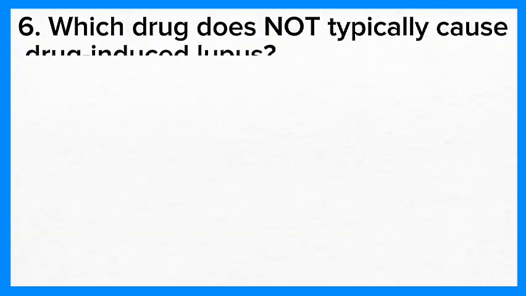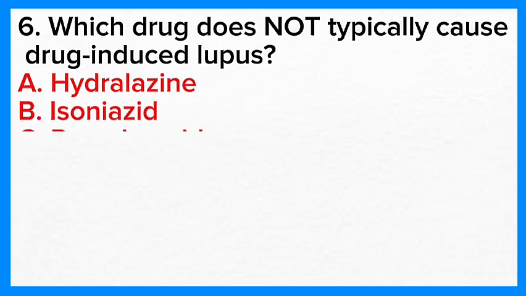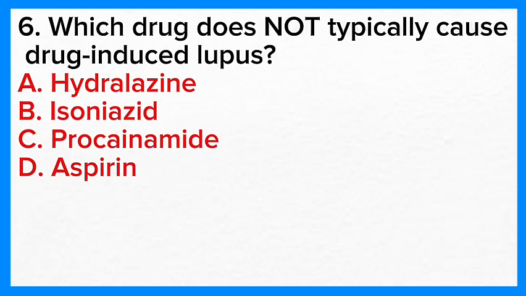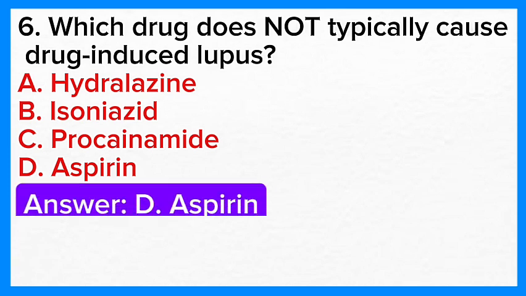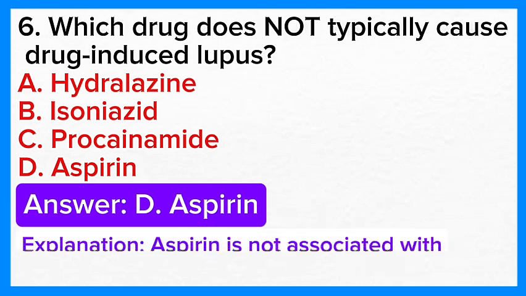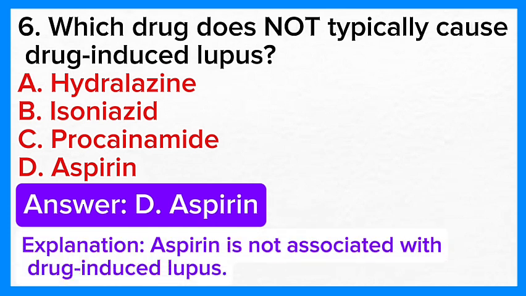6. Which drug does not typically cause drug-induced lupus? A. Hydralazine, B. Isoniazid, C. Procainamide, D. Aspirin. Answer: D. Aspirin. Explanation: aspirin is not associated with drug-induced lupus.